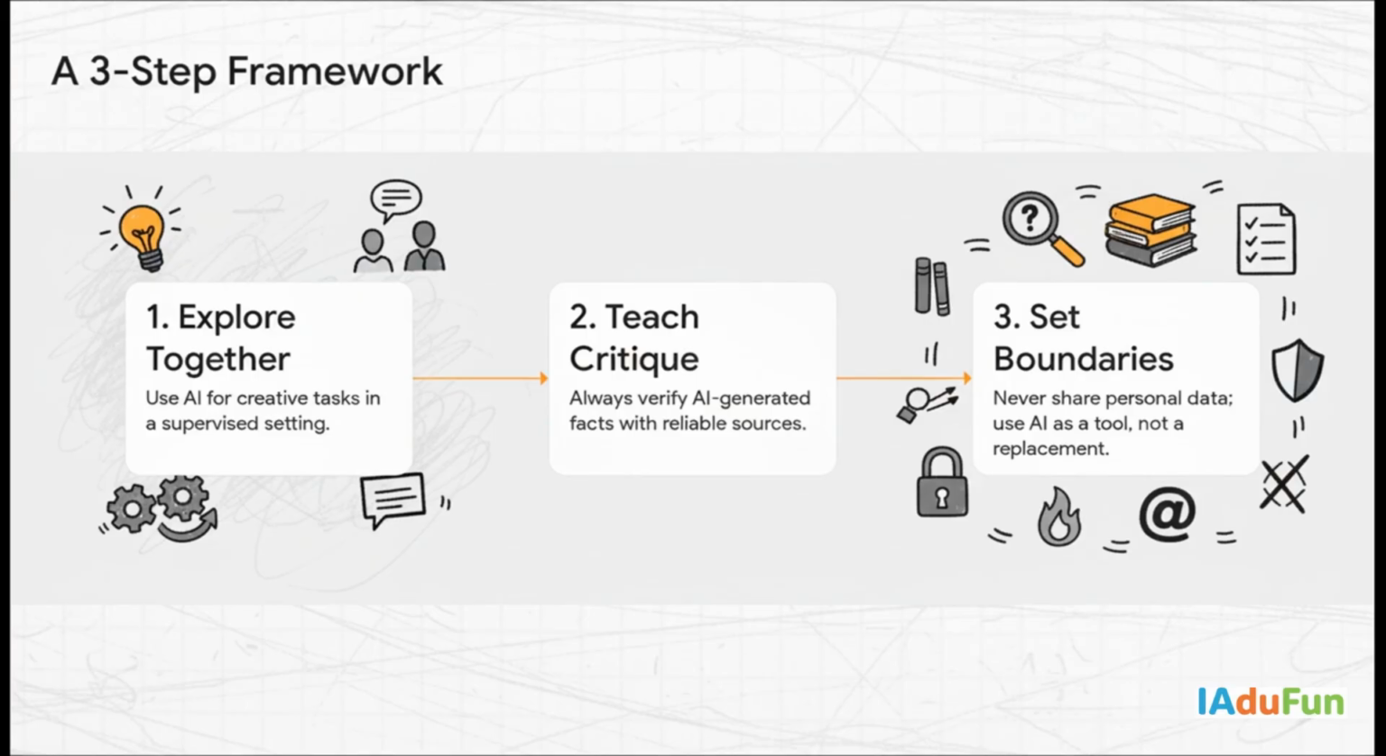First, explore it together. Do a fun, creative activity in class so you can guide them. Second, teach them to have a critical lens, to treat every single thing an AI says as a rough first draft that absolutely needs to be fact-checked. And third, set crystal clear boundaries. The most important one, never, ever share personal information.